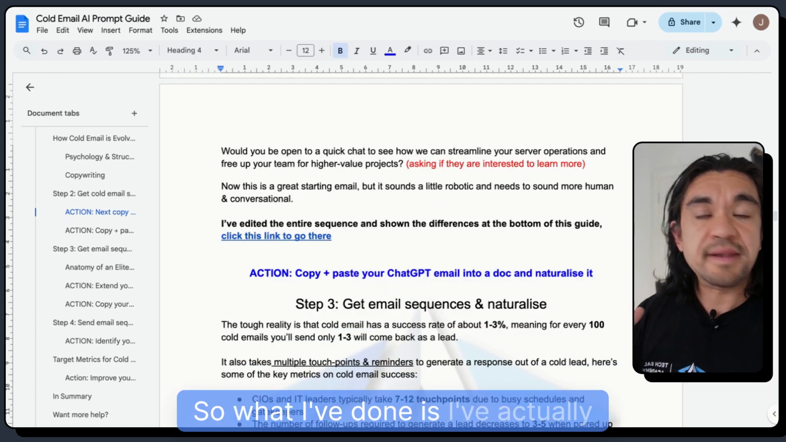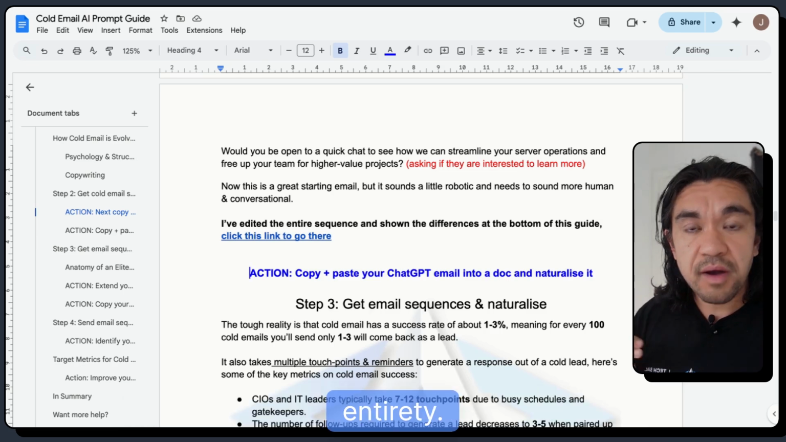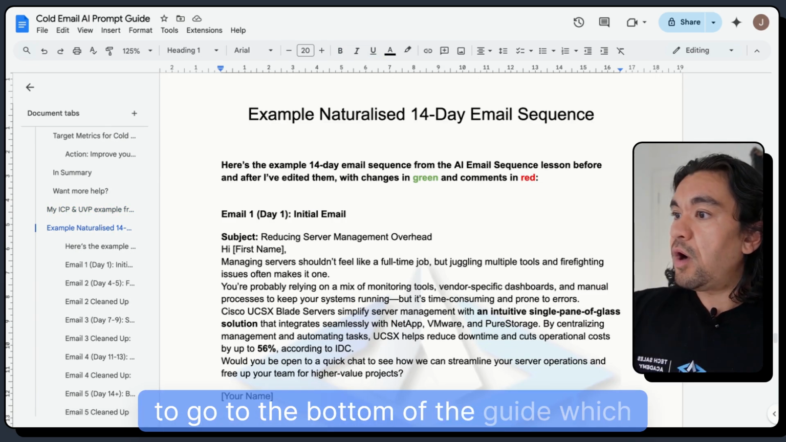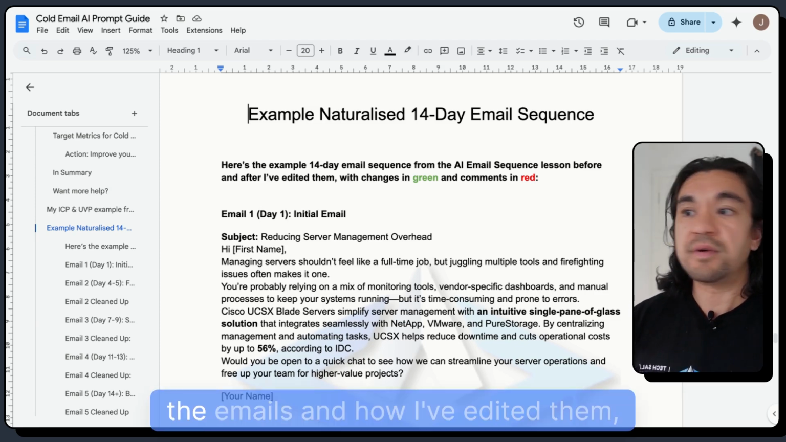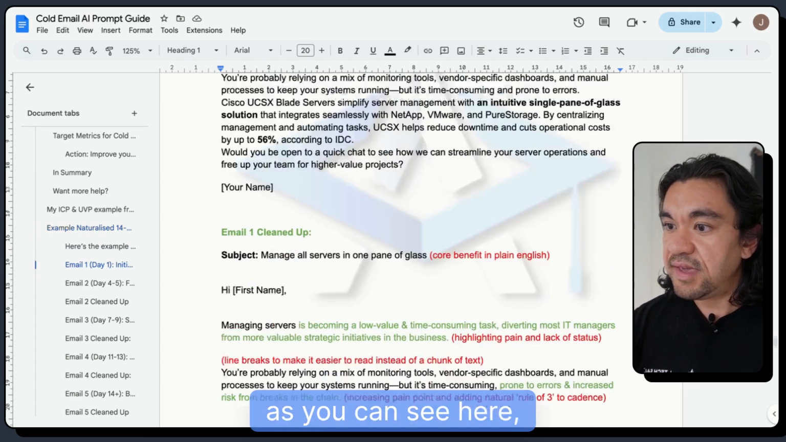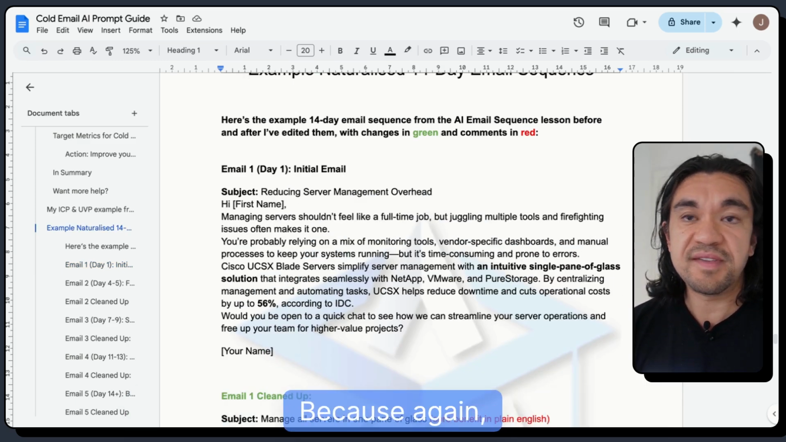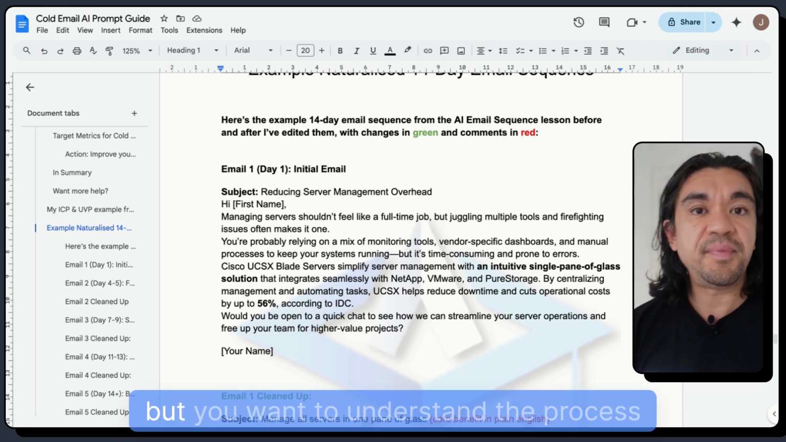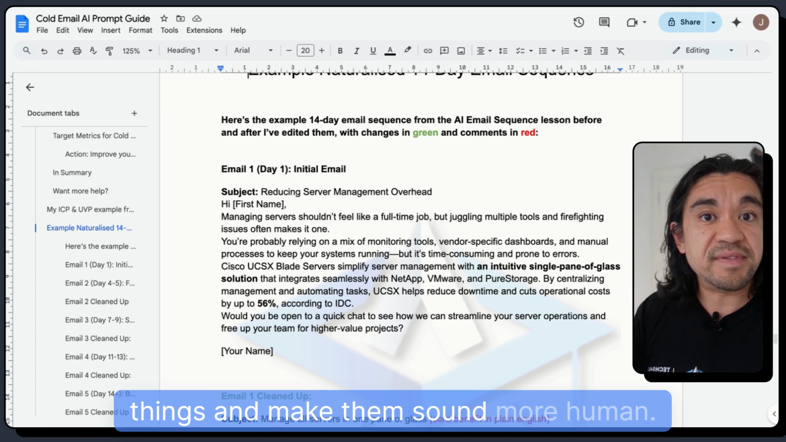So what I've done is I've actually edited the 14-day email sequence in its entirety. You can click this link in the guide to go to the bottom of the guide, which has in the appendix all of the emails and the edited emails, and how I've edited them, as you can see here, to get a better understanding about how to naturalize this stuff. Because again, you might not be a great writer. I'm an okay writer of emails, but you want to understand the process of what it means to actually naturalize things and make them sound more human.